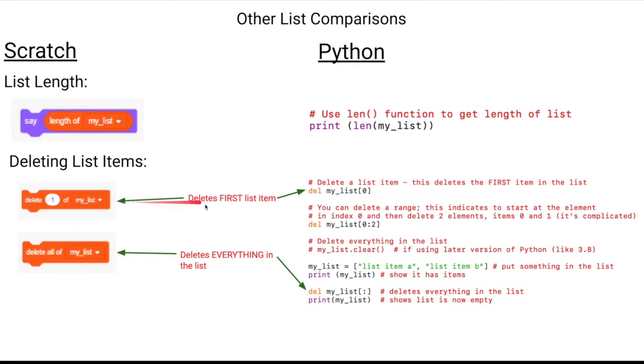So if you want to get rid of the first one in Python, here would be a statement that would do that. del my list, and again, the first one you're going to start with 0.